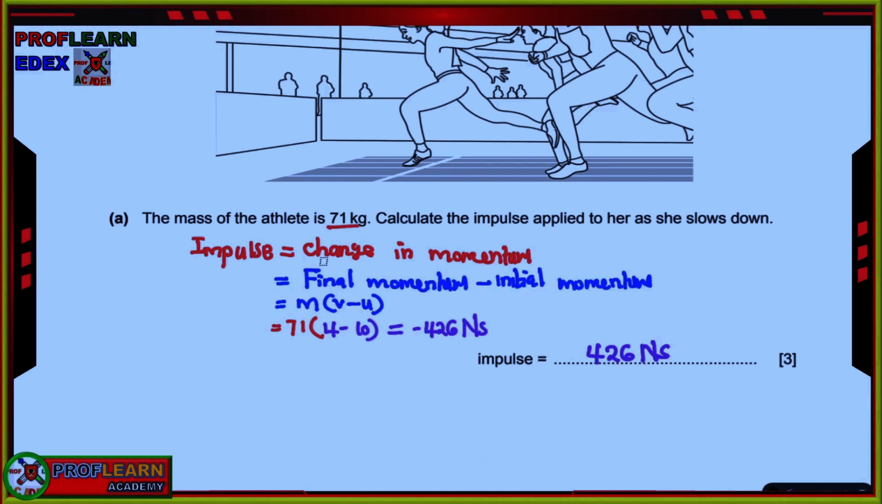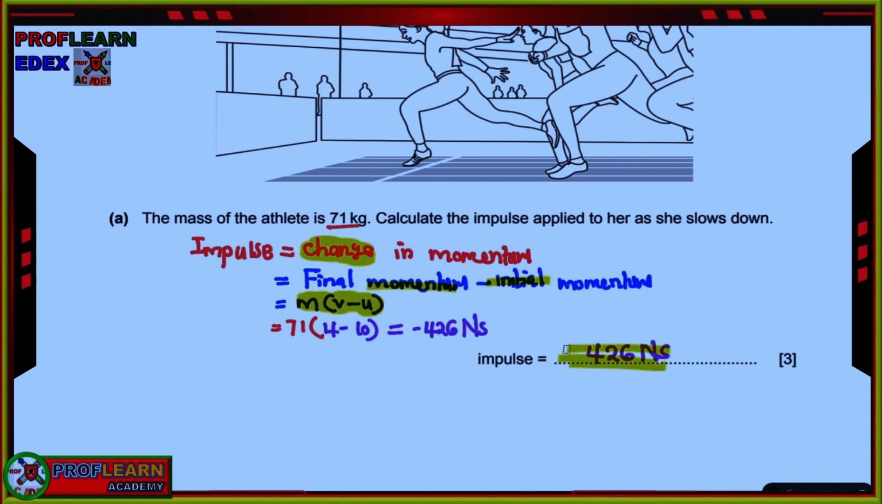Newton second is the unit for impulse, and you need to understand that in this case we are talking about change in momentum, so there's no need for us to have that negative sign there. We can write our impulse as 426 newton second. So that becomes our answer in this case.